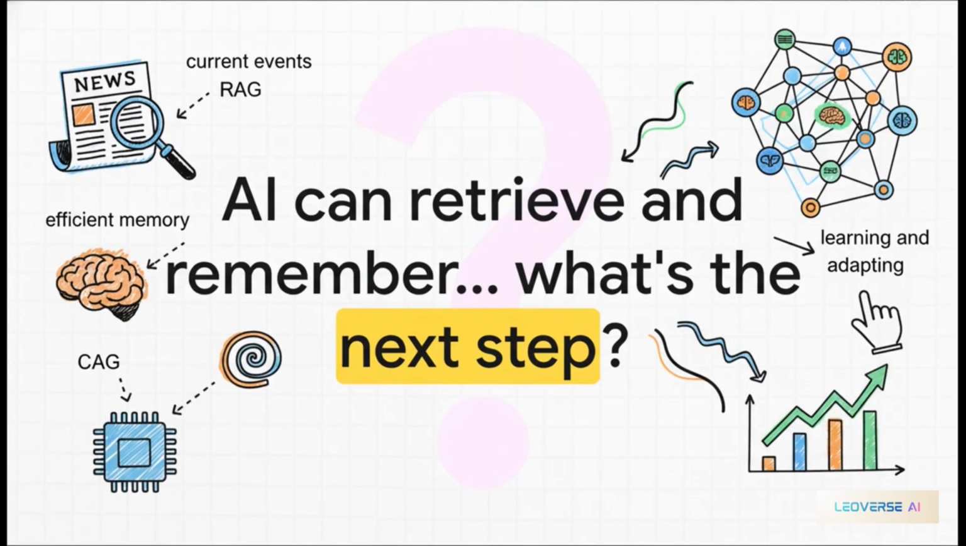So this leaves us with this really, really exciting question for the future. We've given AI access to current events with RAG, and now we've given it an efficient memory with CAG. So what happens next? What happens when these systems don't just answer our questions, but start to truly learn and adapt from every single interaction they have? That, right there, is the next frontier we're all heading towards.